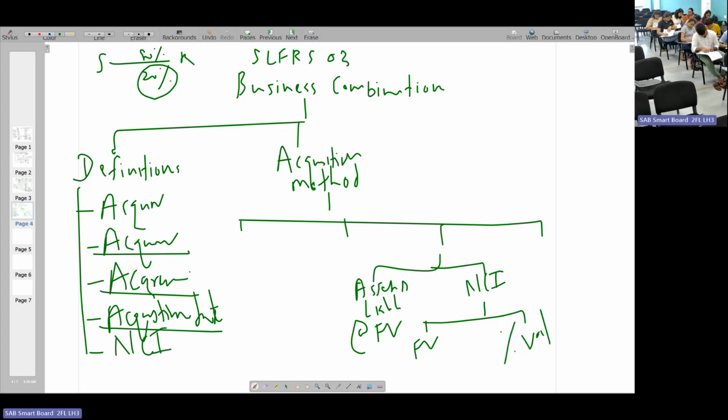Proportionate value of net assets. Assets and liabilities should be recognized at fair value. NCI can be measured either at fair value or at proportionate value of net assets. Correct?